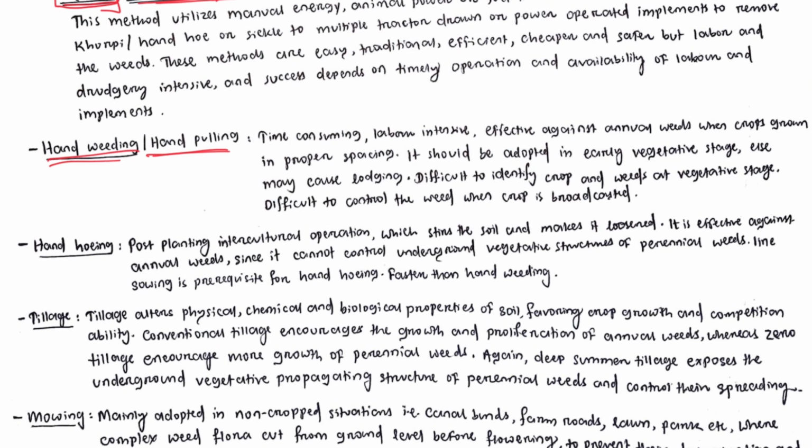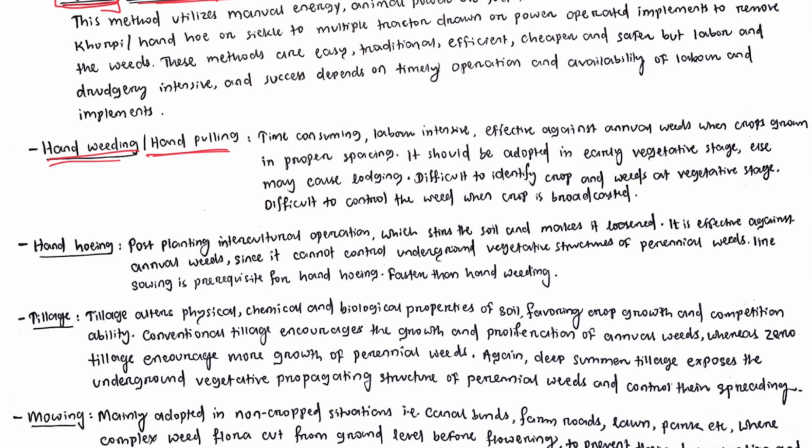Again, we generally control the weeds at the vegetative stage, right? When the crop is at the vegetative stage, the crop and the weed look very similar. So there is a very good chance that the crops may be removed from the field along with the pulled weeds. Farmers can't actually identify the weeds and the crop at the initial vegetative stage, so they can also remove the crops along with the weeds, right? So these are some drawbacks.